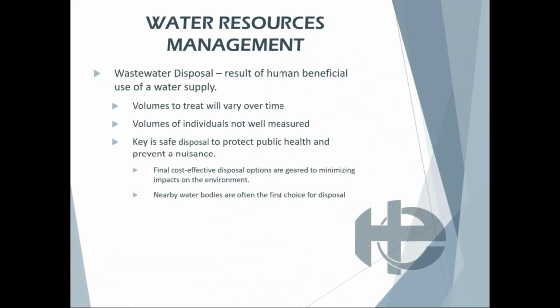Thinking of the wastewater disposal, we've got to worry about the volumes. The volumes, however, are not well measured. Unlike the drinking water that you would get into your home, which is typically metered, you will find out that wastewater is seldom metered in any way, shape, or form, except at the treatment facility. The key that we have to think about dealing with wastewater disposal is that the goal is to protect public health and prevent it becoming a nuisance. Finding a cost-effective solution, finding some way to dispose of that water is one of the issues of concern.